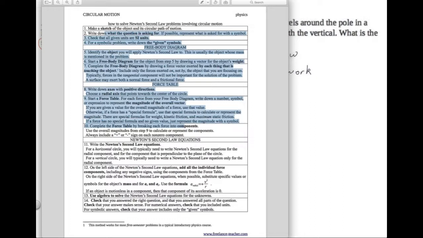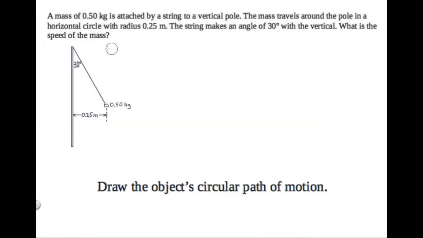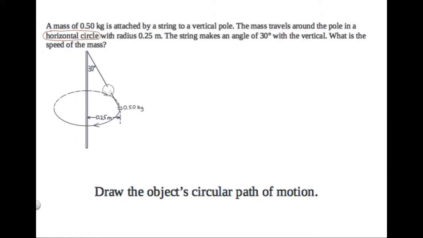This problem has already provided us with a sketch, but in that sketch we should add the object's circular path of motion. Now, some circular motion problems deal with horizontal circles, and some problems deal with vertical circles. In this problem, the mass is moving around the pole in a horizontal circle. So here is how we could show the object's path of motion around the pole in a horizontal circle.